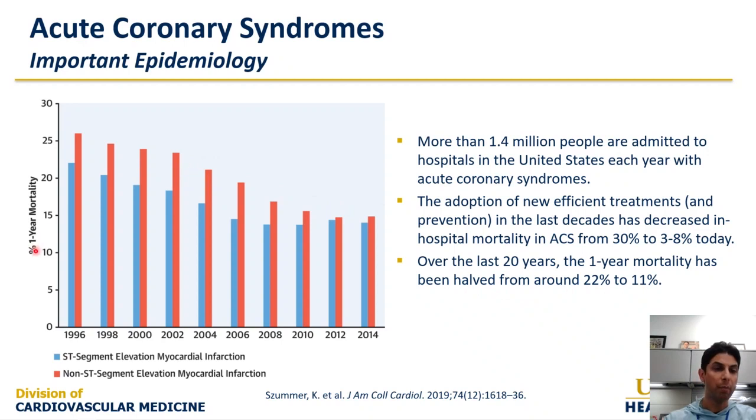Shown in this graph, we have percent one-year mortality on the y-axis, and on the x-axis, we have time from 1996 to 2014. If you concentrate on the blue bars, which represent ST segment elevation myocardial infarction, we see the trend that was just described, that the percent one-year mortality is being reduced for the most part. And then we see the same pattern in non-ST segment elevation myocardial infarction, where it's also being reduced from 1996 down to the levels it is at in 2014.